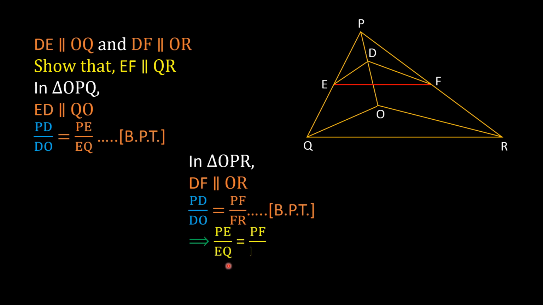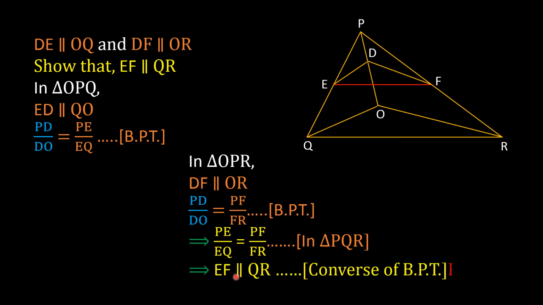Therefore, we will write PE divided by EQ equals PF divided by FR. According to the converse of the basic proportionality theorem in triangle PQR, we can say that EF is parallel to QR.